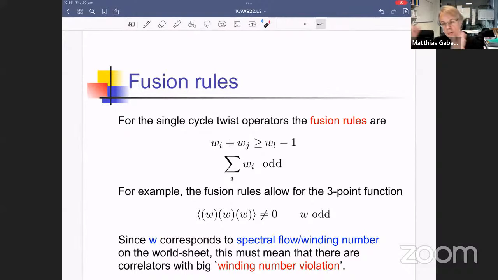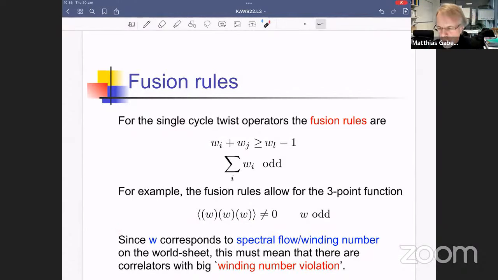If you interpret this, looking a little bit ahead, from the point of view of the world sheet, what this means is that you must have correlation functions on the world sheet that violate the spectral flow or the winding number. This is more a comment to people who know a little bit about the history of this subject. People used to believe that you can only violate winding number by plus and minus one, and therefore this seemed to be totally at odds with the structure of the correlation functions of the symmetric orbifolds. But this is a side comment which you can ignore if you haven't heard about it.